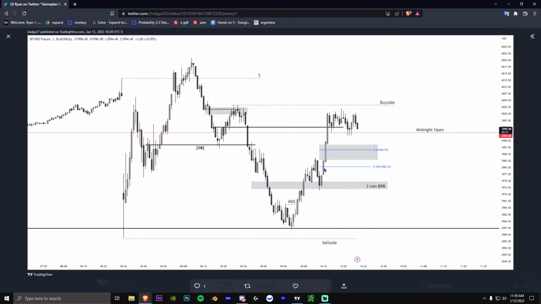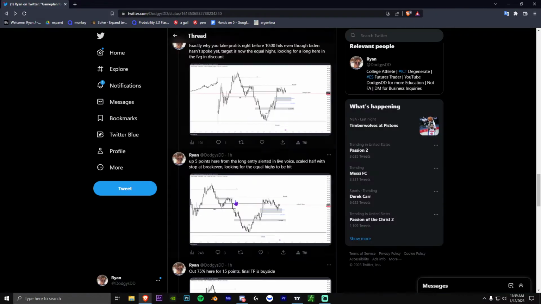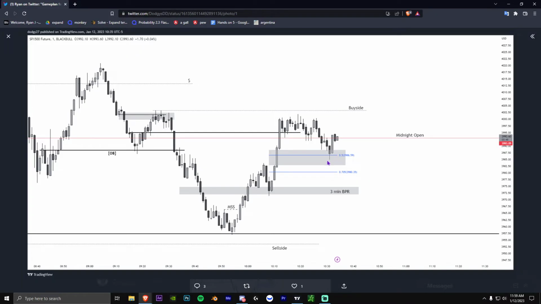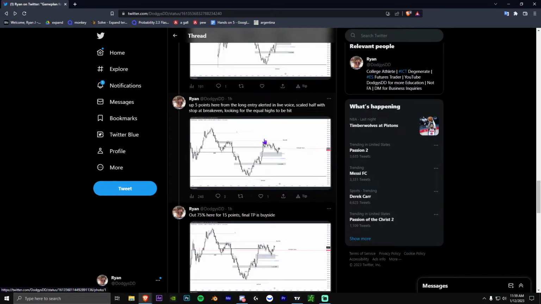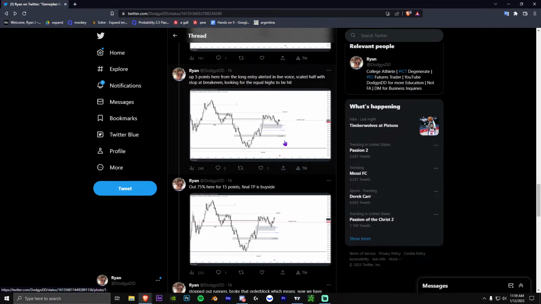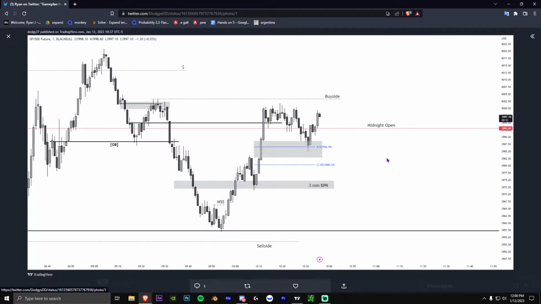I did not have this fair value gap marked. I only have this fair value gap marked. So as soon as we go under the 0.5, that's your long entry. And boom, what happens? We wick out of it, and I said up 5 points here from the long entry, scaled half, stop at break even, look for the equal highs we hit. And I said out 75% here. Reason I got out here, you can kind of relate it to the candle counting theory. But the reason I got out here is because I was up 15 points.